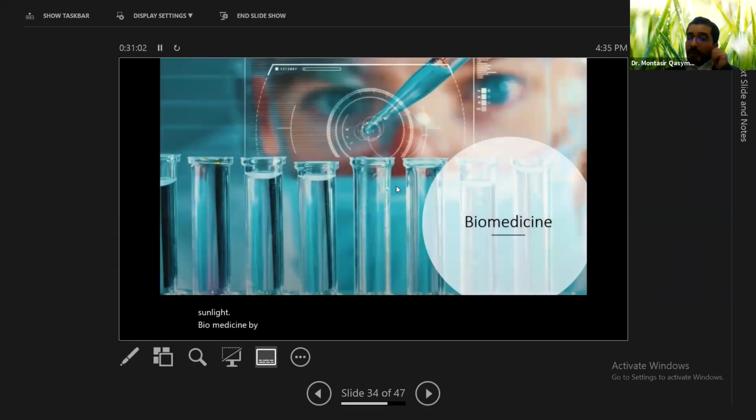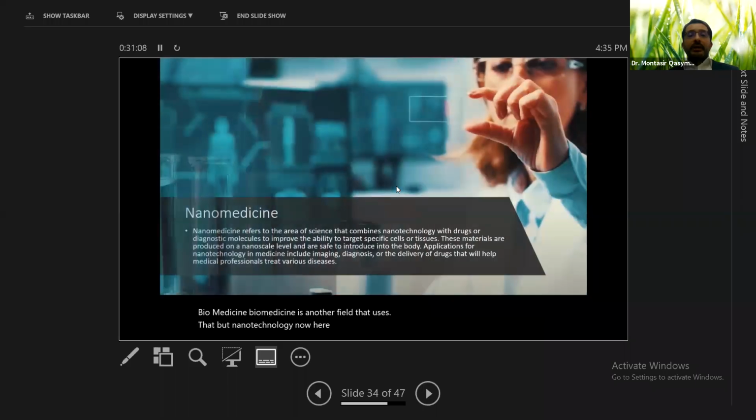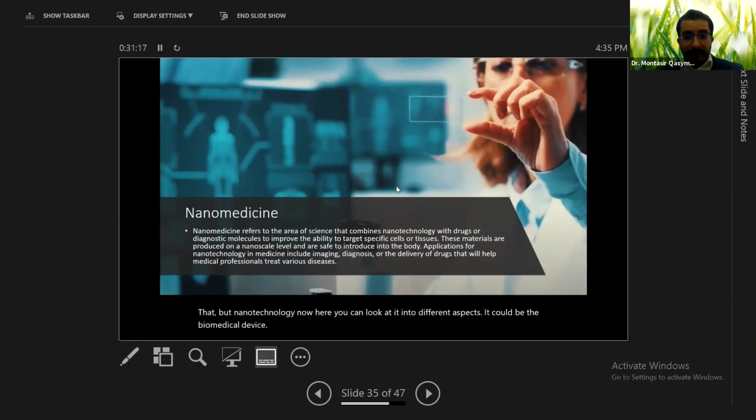Biomedicine is another field that uses nanotechnology. Now here you can look at it in different aspects. It could be the biomedical device you designed or implemented using nanotechnology. It could be the delivery of the medicine. It could be the devices that are used for testing. It could be the imaging system. All of these indeed have a very good overlap with nanotechnology.